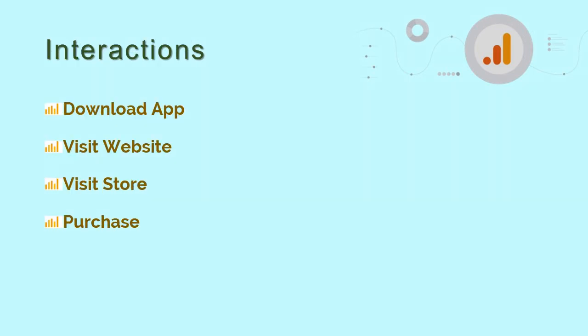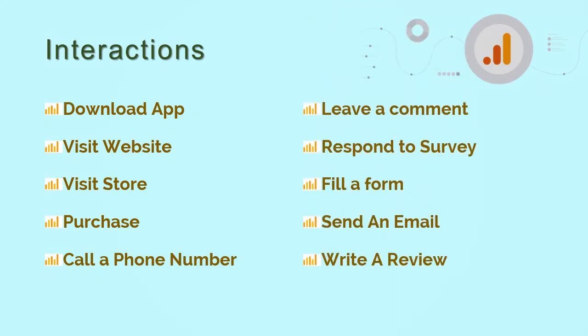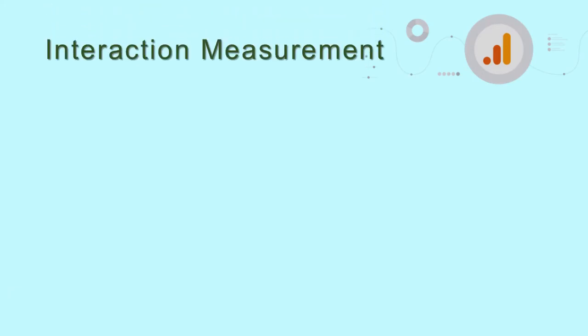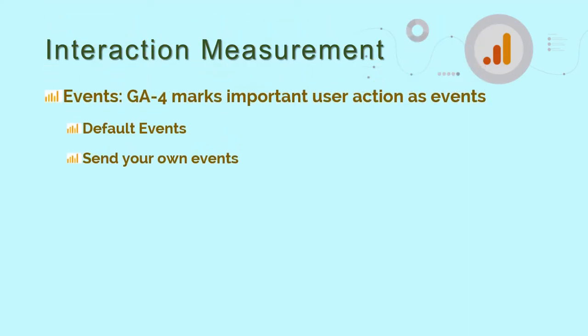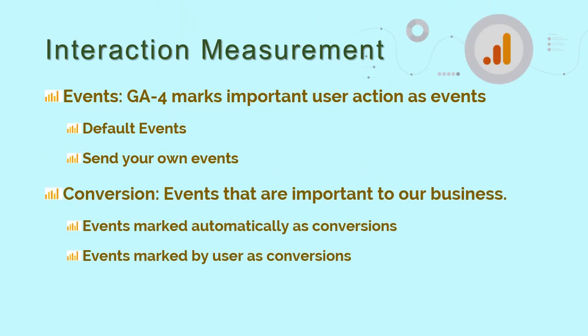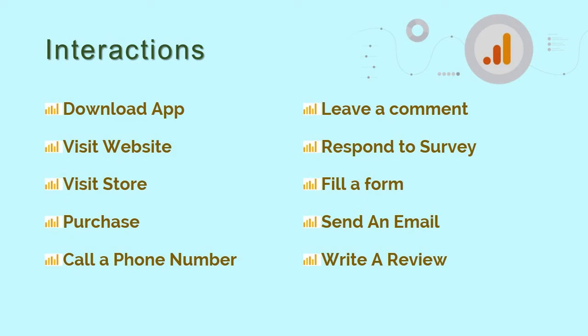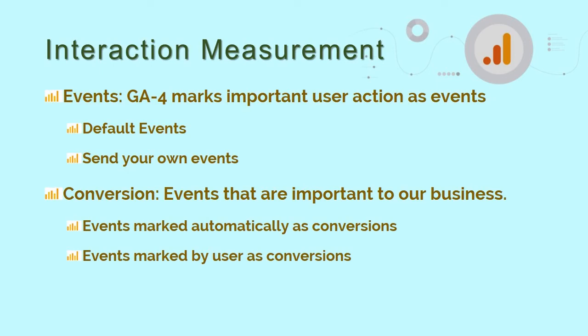Users may perform different actions on all of the accessible platforms your business uses. They may download or install your application, visit a website or online store, purchase something from your site or app, call a phone number, send a message, leave a comment, respond to your survey form, fill a form, or write a review. Google Analytics can mark all of these actions as events or conversions. User actions or interactions are measured by Google Analytics 4 as events.